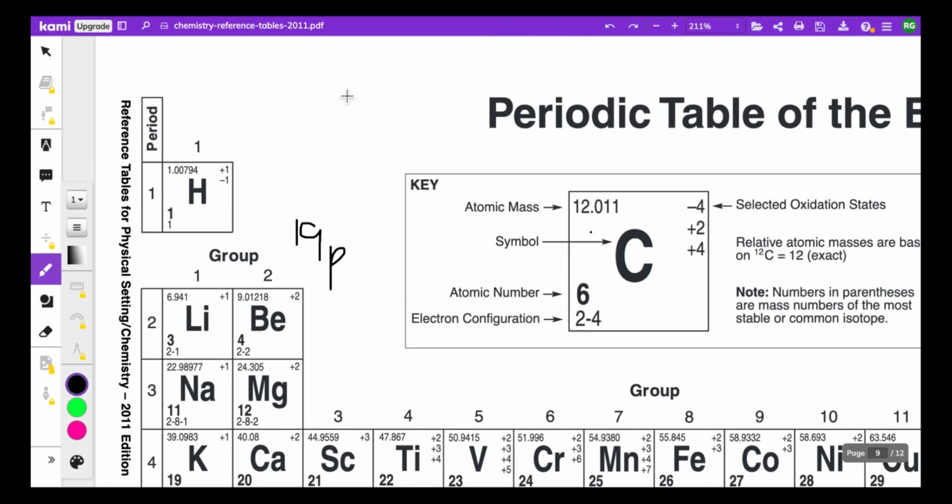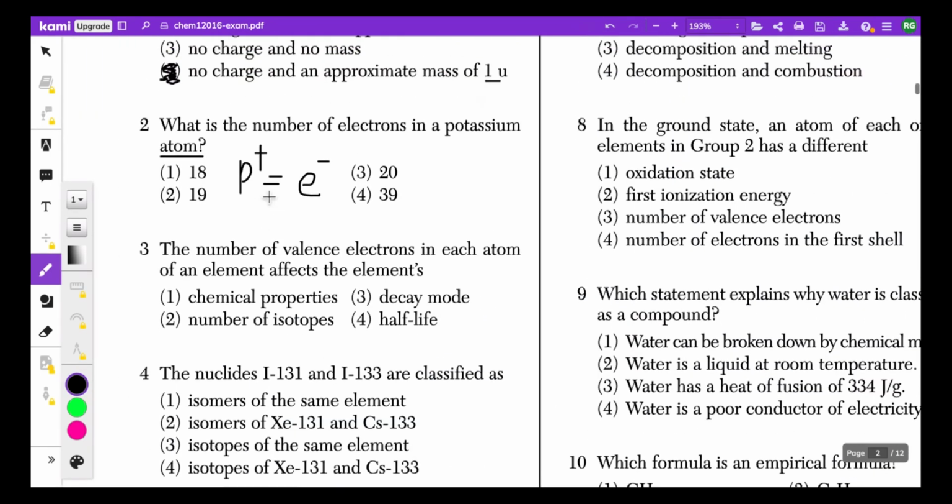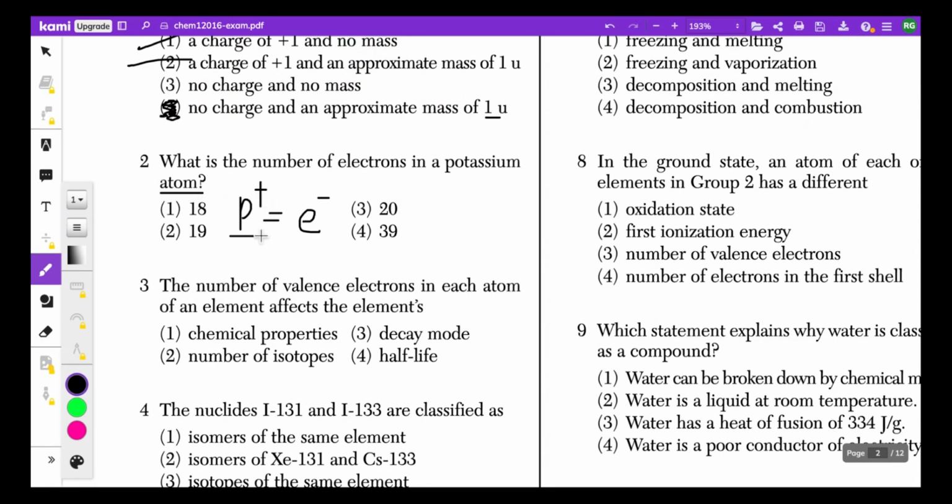Back to our question. We know that in an atom, the number of positive protons equals the number of negative electrons. So if we have 19 protons, we must have 19 electrons. That way the charges balance out.